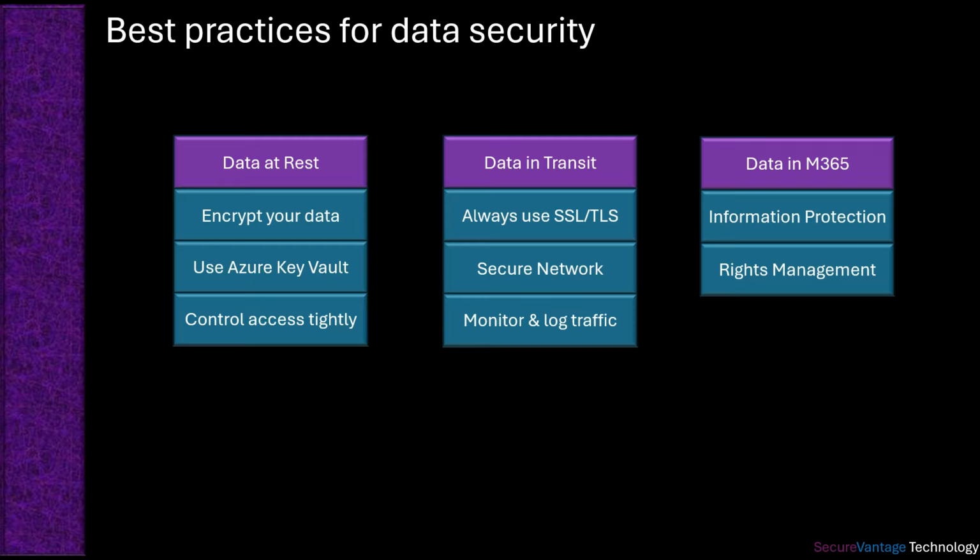For data in Microsoft 365, you should use Microsoft Purview Information Protection to classify and label sensitive documents and emails, such as highly confidential, to restrict access to authorized users only. With Azure Rights Management, you can control access to shared data outside your organization, which ensures that only authorized recipients can access it while tracking usage.